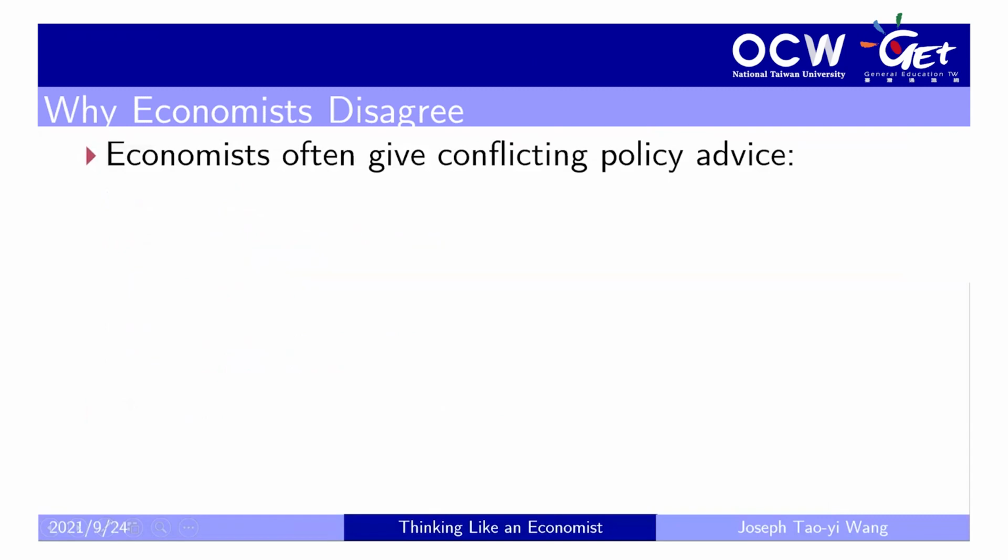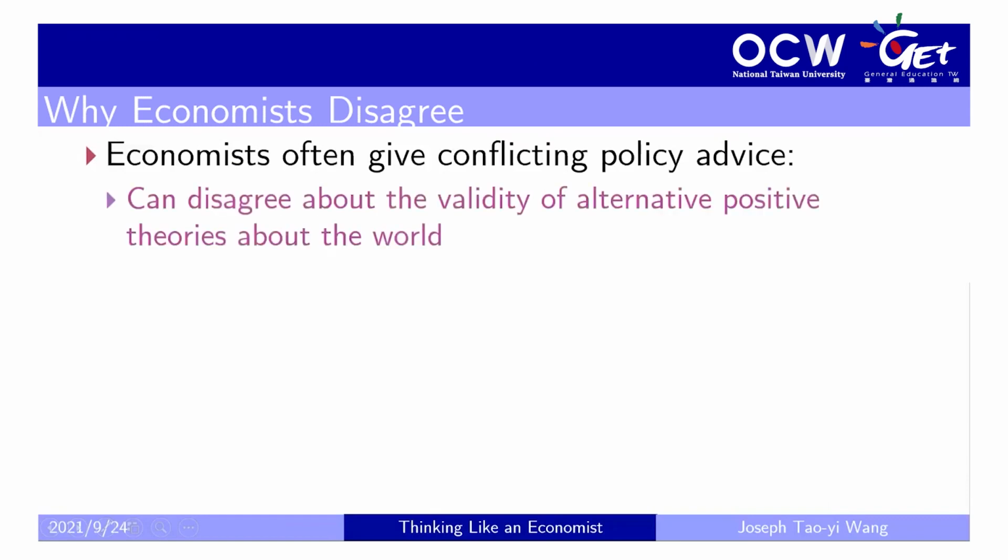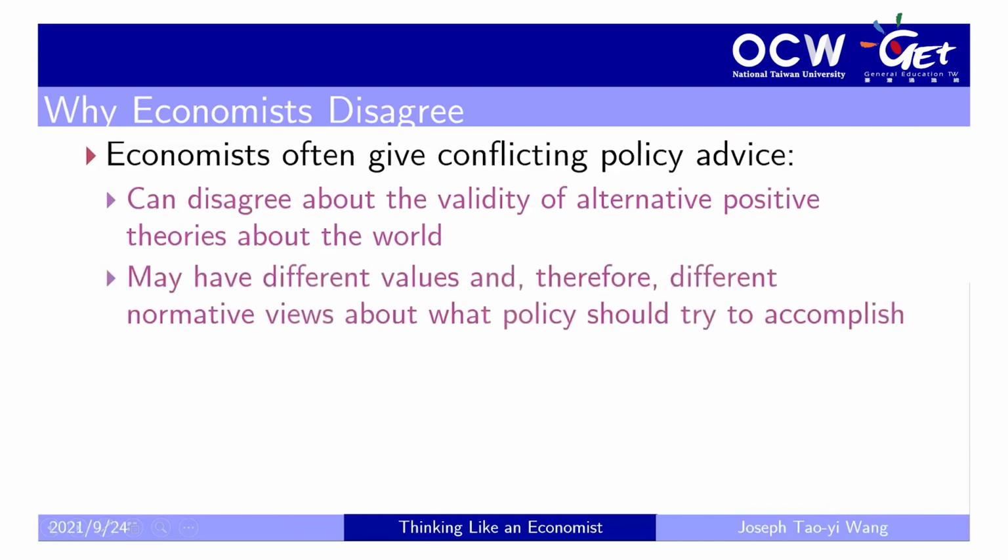And okay, so if you look at the news, you will find that economists disagree and they actually give conflicting policy advice. And why do they disagree? They can disagree because different positive theories are tested or are debated. So if I think this positive statement is true, you think this positive statement is false, then we could disagree. In addition, we could have different values. I might value equality more than efficiency. And so different normative views about what policy should try to do, that could differ as well.